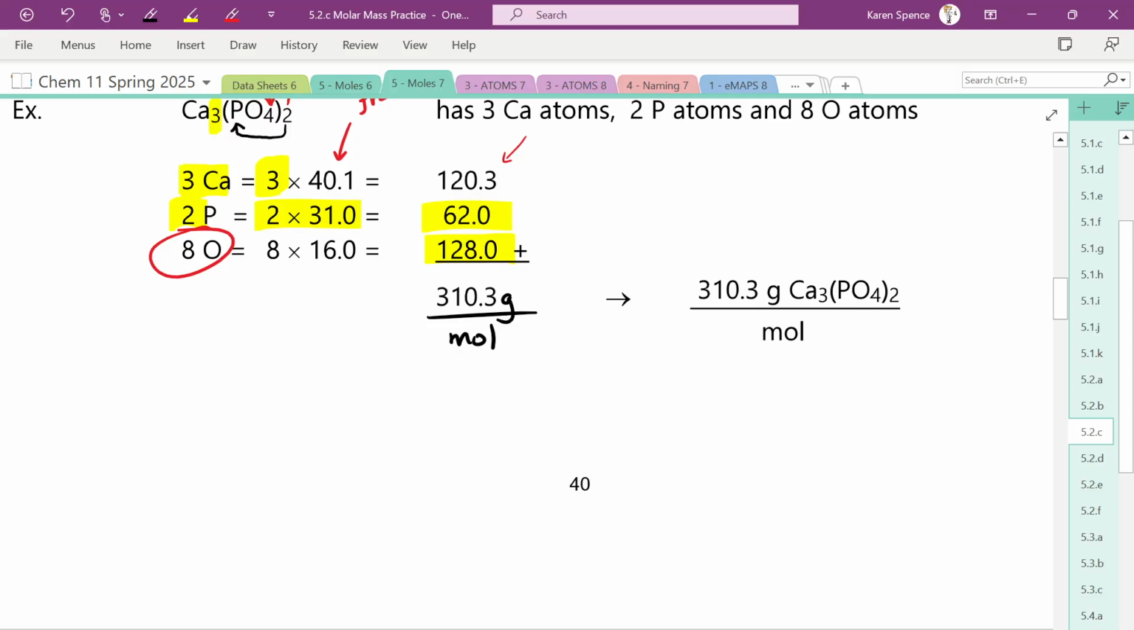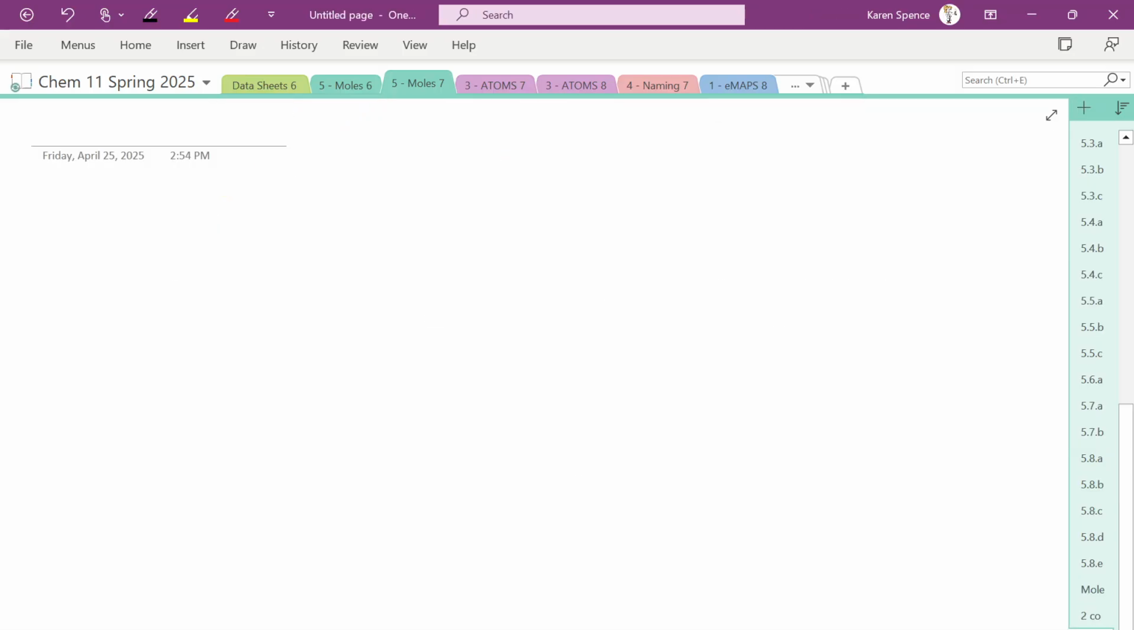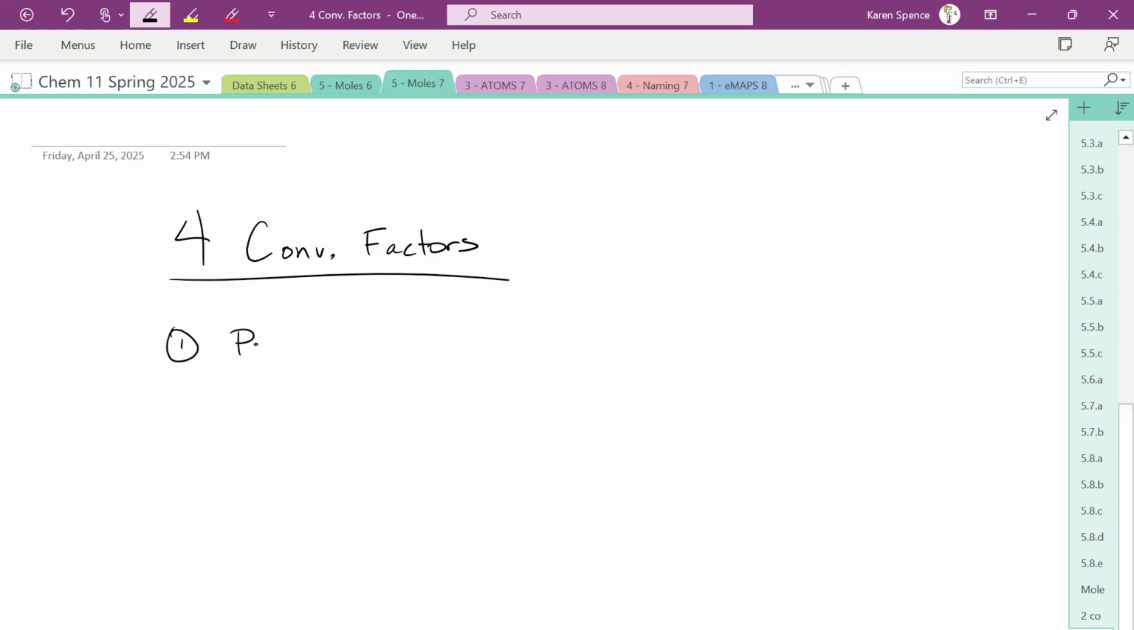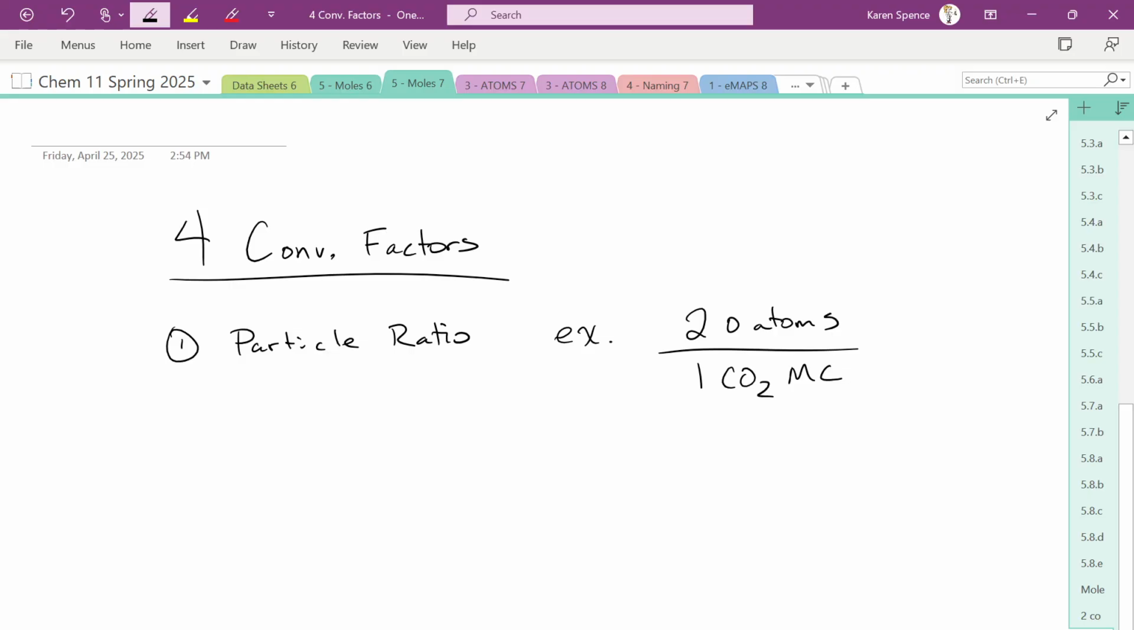That's it. We now have 4 conversion factors. We got number 1, the particle ratio. So for example, we might have 2 O atoms for every 1 CO2 molecule. Particle ratio. Different for every compound.